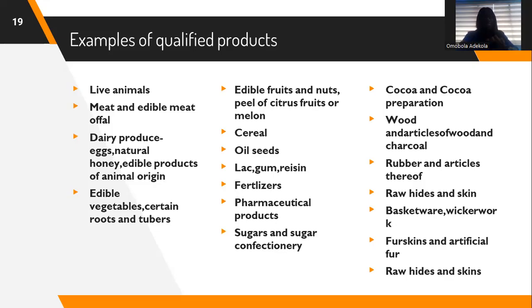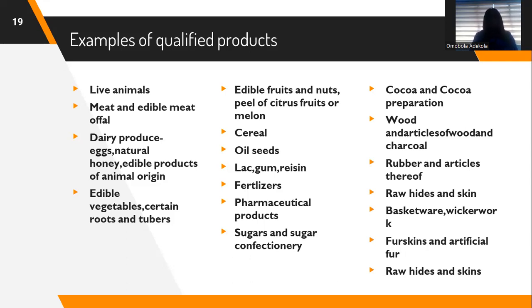So I also did a breakdown, explaining what the wholly obtained products are under the articles, under the agreement. So I got it from that to do a breakdown for us to look at, a breakdown of qualified products. So we have live animals, you have your goats, ram and the rest of them, then meats and edible meat of fowl. Those are part of the qualified originating products, as long as they originate from dairy produce. You have your eggs, natural honey, edible products of animals. So if you are dealing in all this, these are the products that you can export.